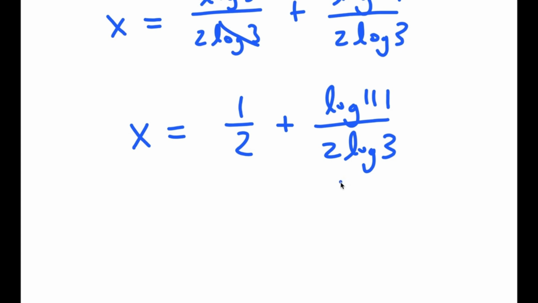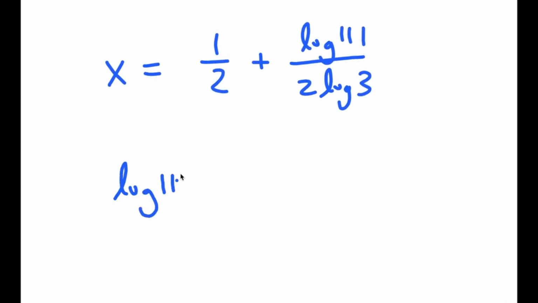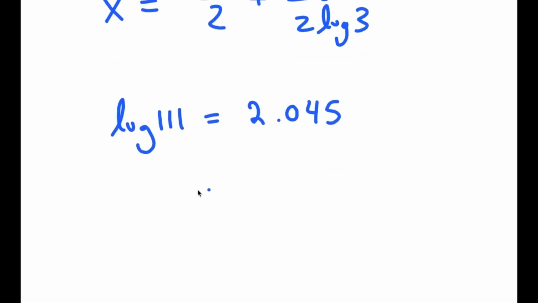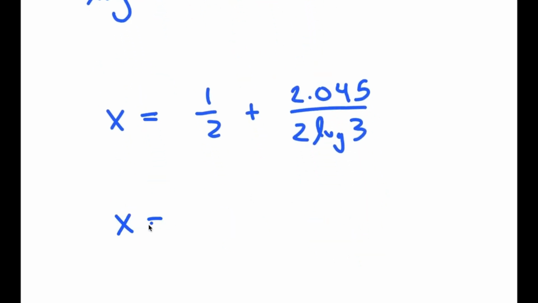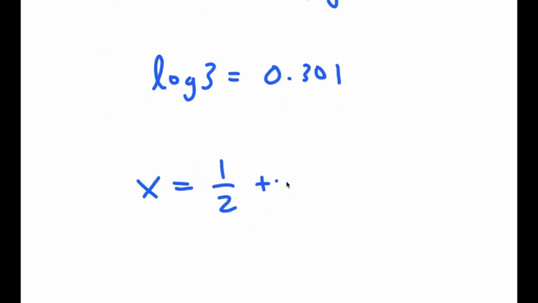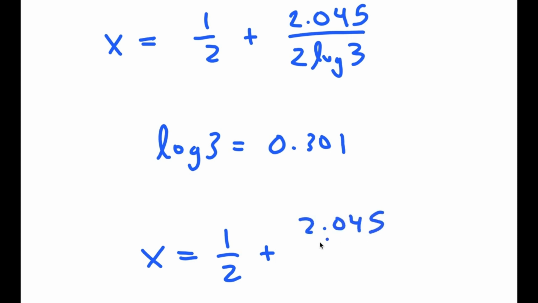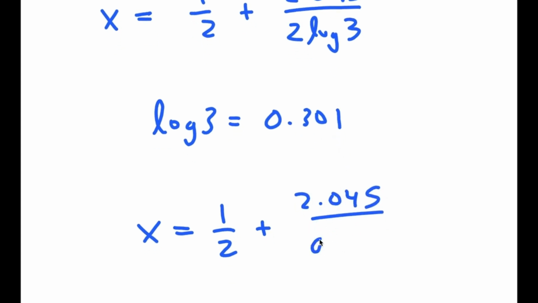So now log of 111 is equal to 2.045. So I get x is equal to 1/2 plus 2.045 over 2 times log 3. And log 3 now is equal to 0.301. So I get x is equal to 1/2 plus 2.045 over 2 times 0.301, which is 0.602.